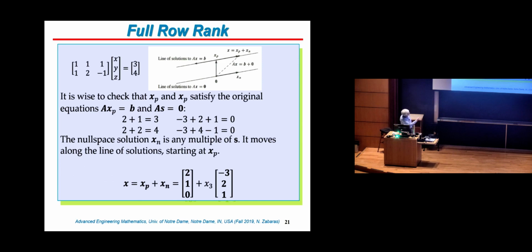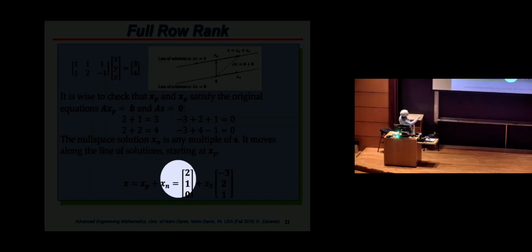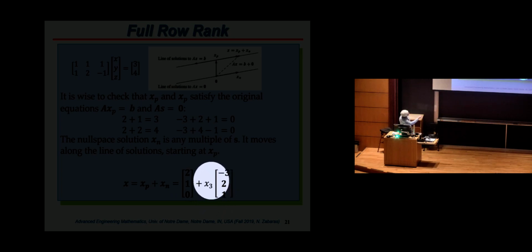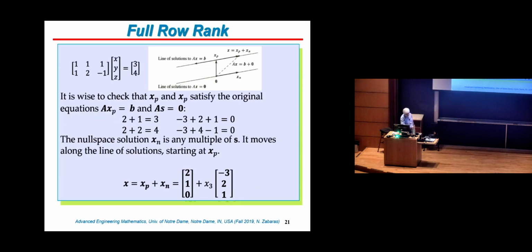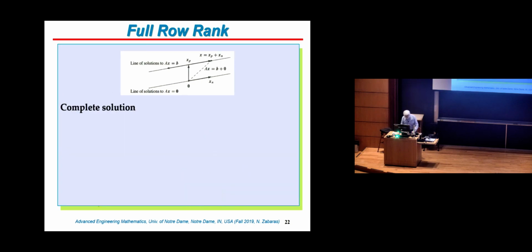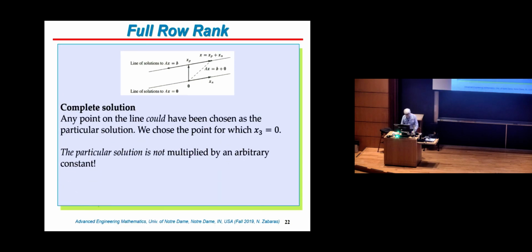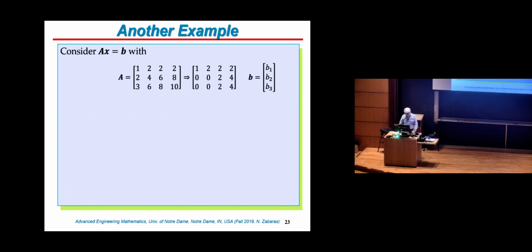So the general solution, of course, we said we will have infinite solutions, could be the particular solution 2, 1, 0, plus any constant, I call it here x3, because that's my free variable, times -3, 2, and 1. All right, so for this case of full row rank, we always have solutions, and in this particular example we had infinite solutions. Okay, let's do another example.